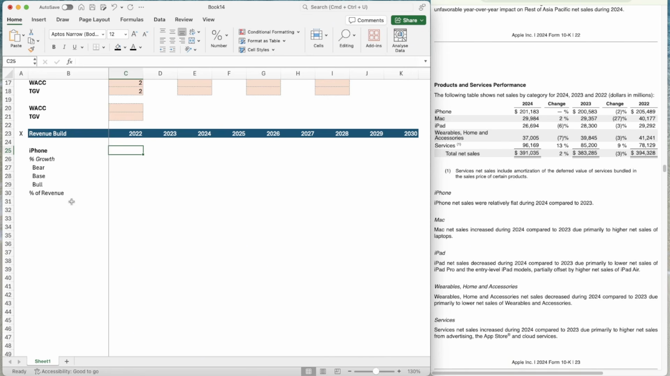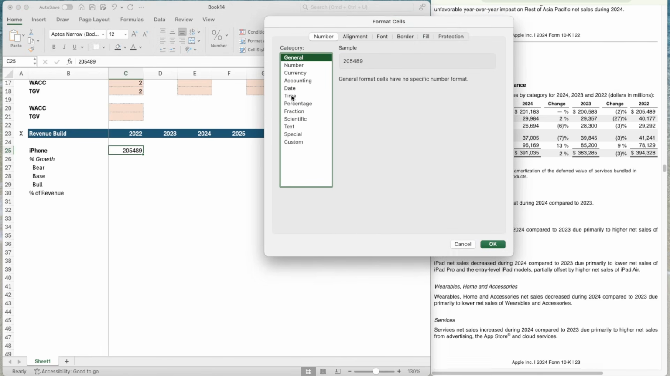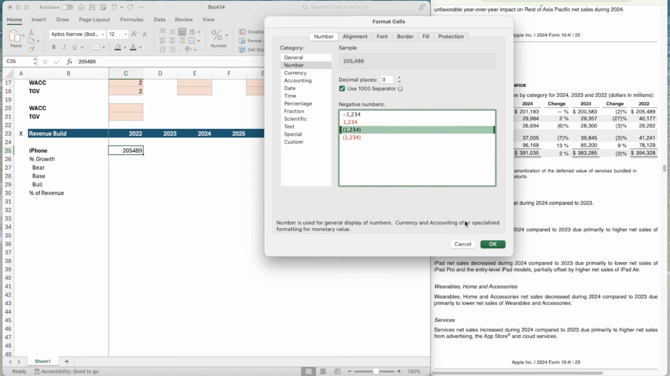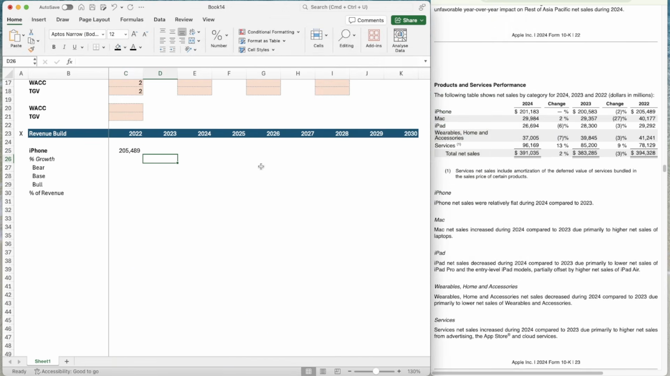So in 2022, iPhone sales were 205.5 billion, basically. These are in millions. So when you see it like this, it's not $205,489. It's $205,489,000,000. And you just have to check, because for the larger companies, they will note in millions. For the smaller ones, they'll do it in thousands. Let's do a bit of formatting, because we want it to look neat. We want it to look presentable. There we go.